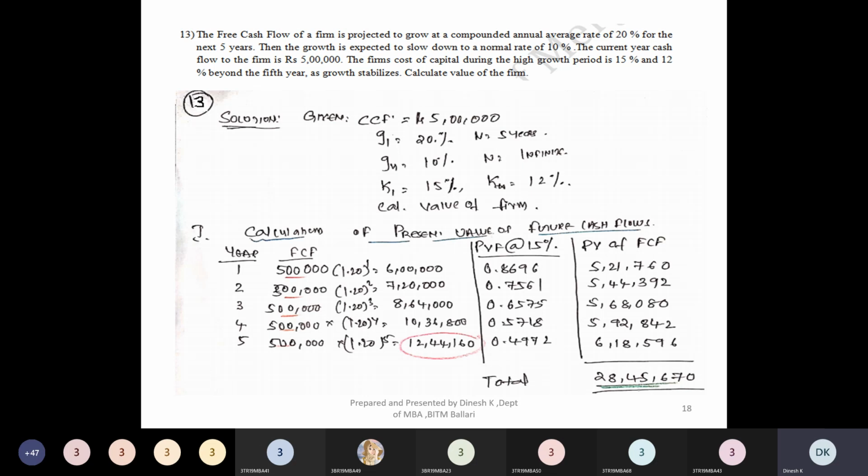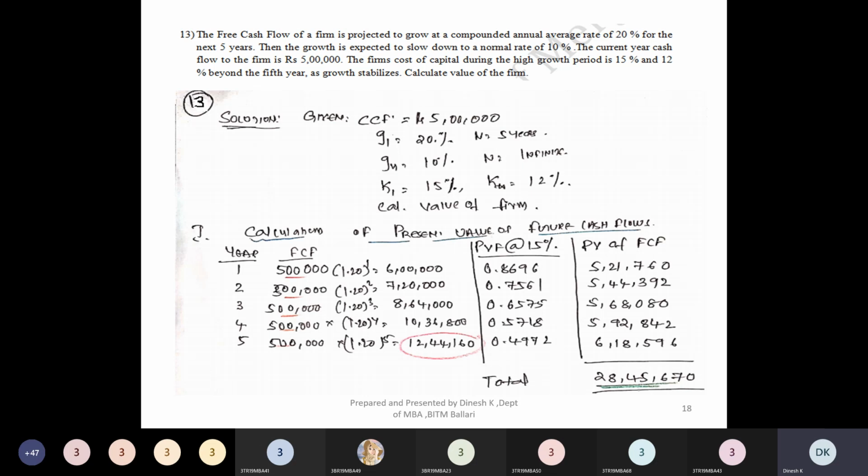The current year cash flow for the firm is 5 lakhs. So currently the firm has received 5 lakhs, and every year on that there is a 20% growth for the next 5 years. So that is compounding. Fine. So after 5 years, what happens? The sixth year growth would be 10% on the fifth year cash flow.